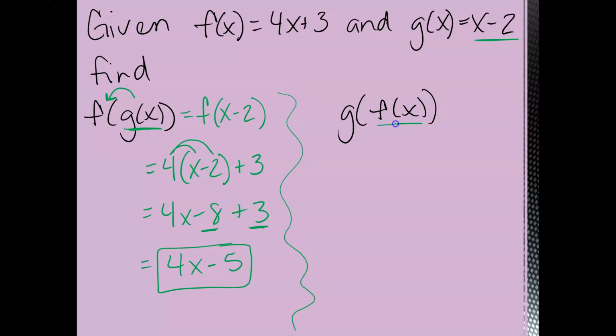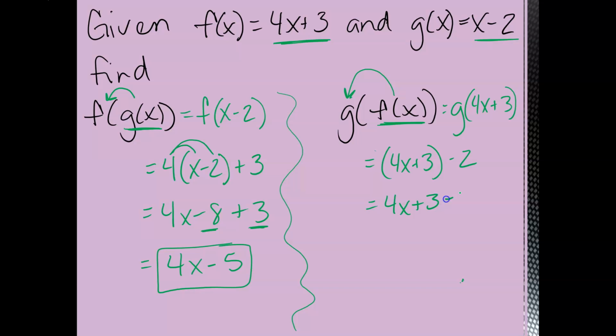This one is where I'm going to take the f function and plug it into the g function. So I'm going to take the f function. So I'm looking for g of 4x plus 3. So all of g's x's will become 4x plus 3. So I've got 4x plus 3 minus 2. Is there anything to distribute over here? No. Is there anything I can clean up inside the parentheses? No. So we're going to drop those parentheses. Now I can combine 3 and 2. Well, 3 minus 2 is going to be 1. And that's your final answer. Okay?